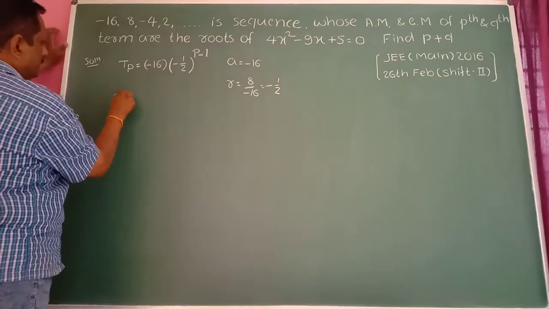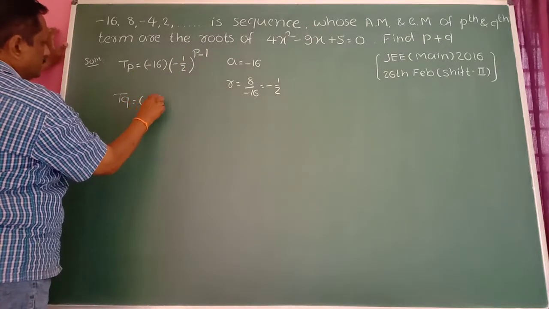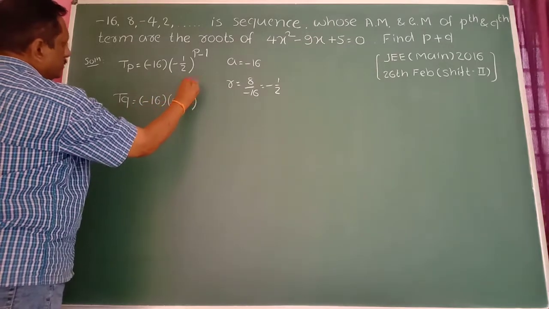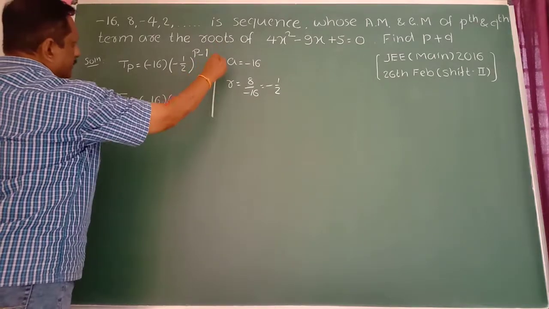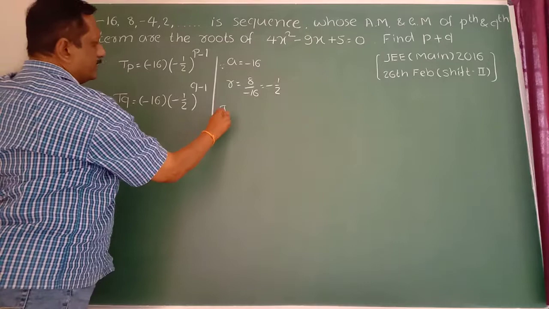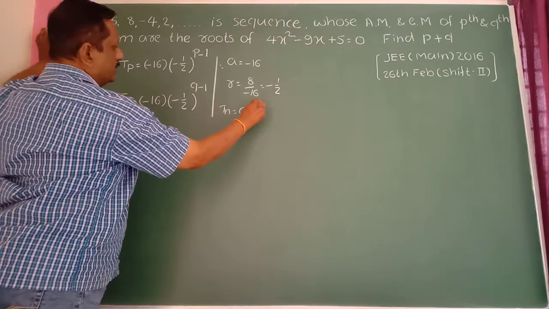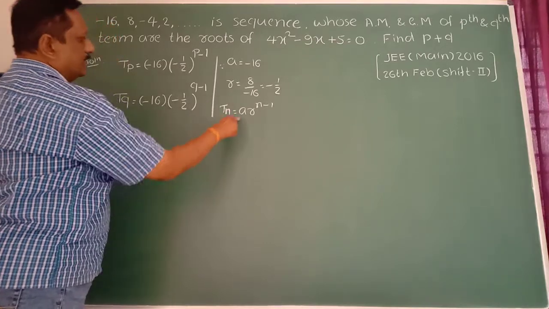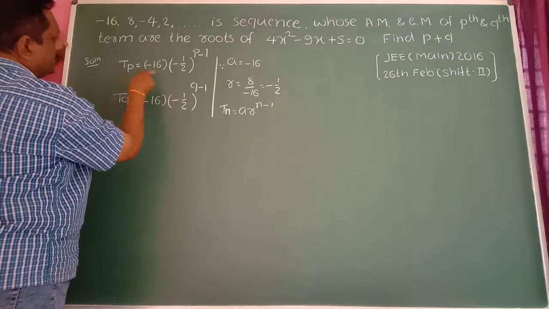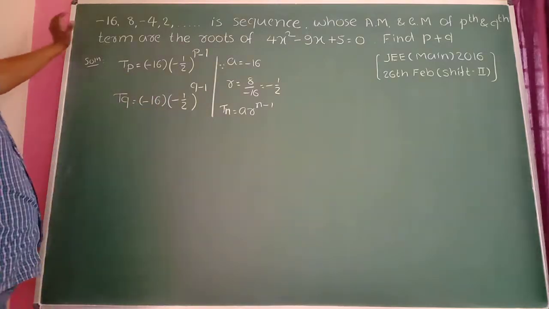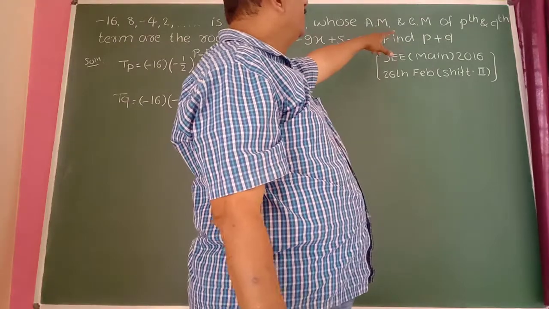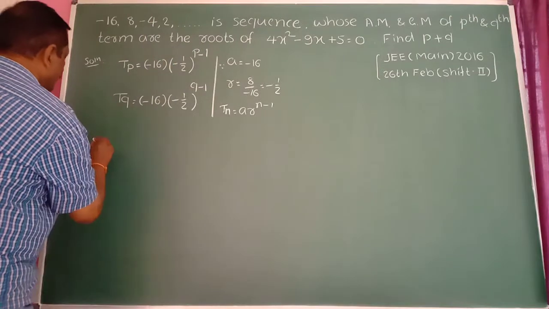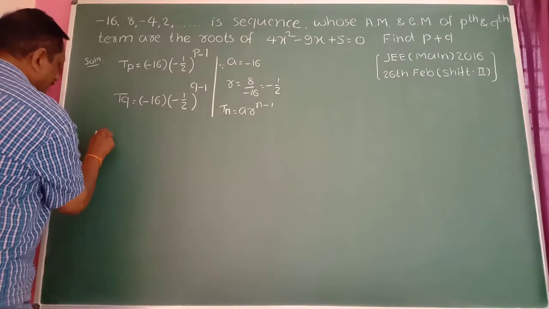And the qth term Tq is equal to minus 16 into (minus 1 by 2) raised to q minus 1 here. So you are using the formula for the nth term, T of n equal to a r raised to n minus 1. Tp is this here, Tq is this one. And here they have given that the arithmetic mean and geometric mean of the pth and qth terms are the roots of this equation here.